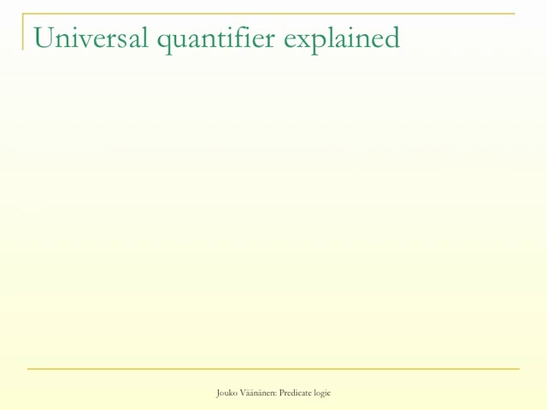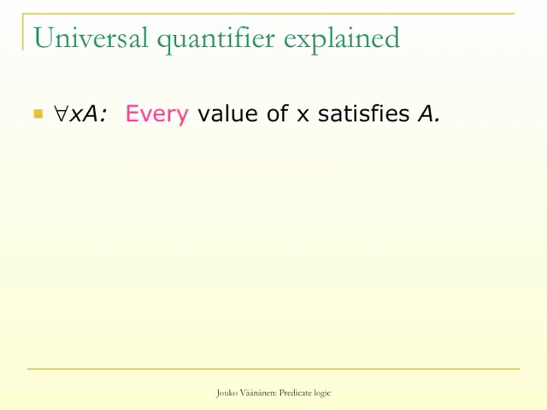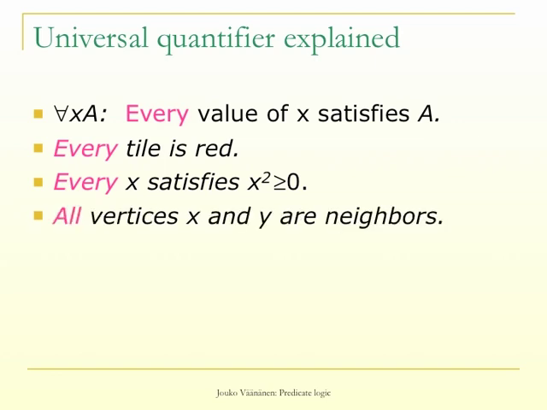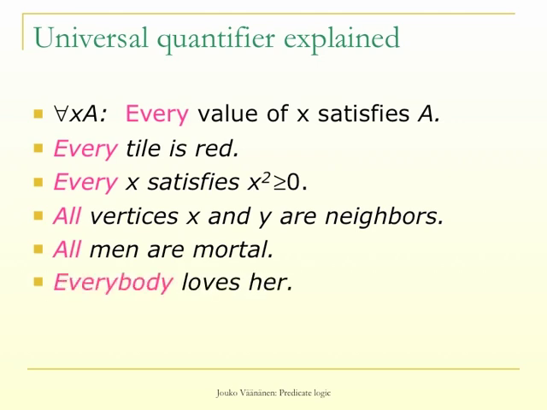Universal quantifier explained. The intuitive meaning of for all x A is that every value of x satisfies A. As in the sentence, every tile is red. Every x satisfies x squared greater than or equal to 0. All vertices x and y are neighbors. All men are mortal. Everybody loves her.